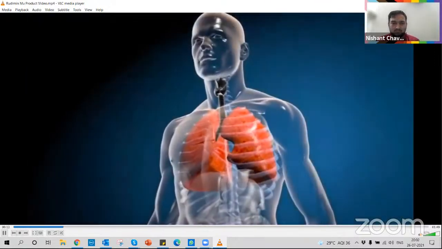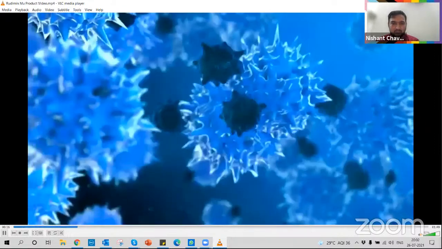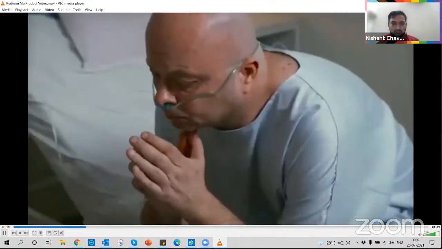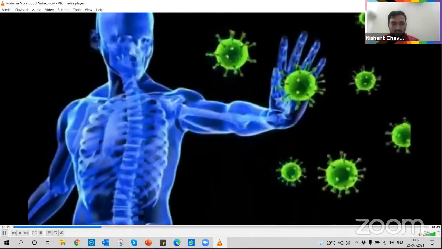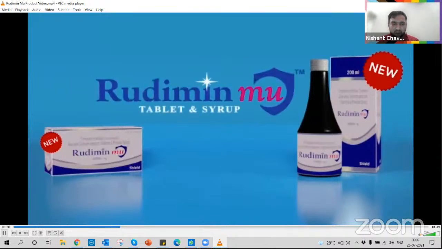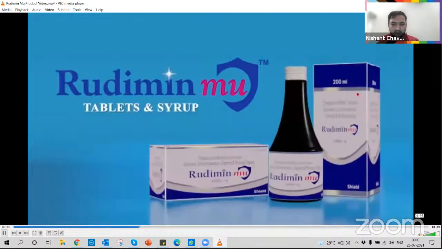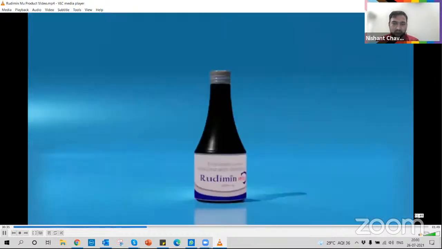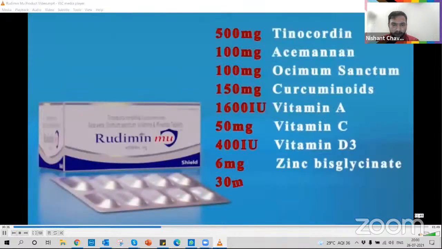Health issues like recurrent respiratory infections can cause complex physiological and biochemical changes. Therefore, we need a specific immune booster to strengthen the respiratory immunity. So, introducing Rudimin Mu tablets and Rudimin Mu syrup to strengthen the respiratory immunity. Rudimin Mu tablets and syrup are a specific combination of 4 bioactive ingredients along with immunovitamins and minerals.